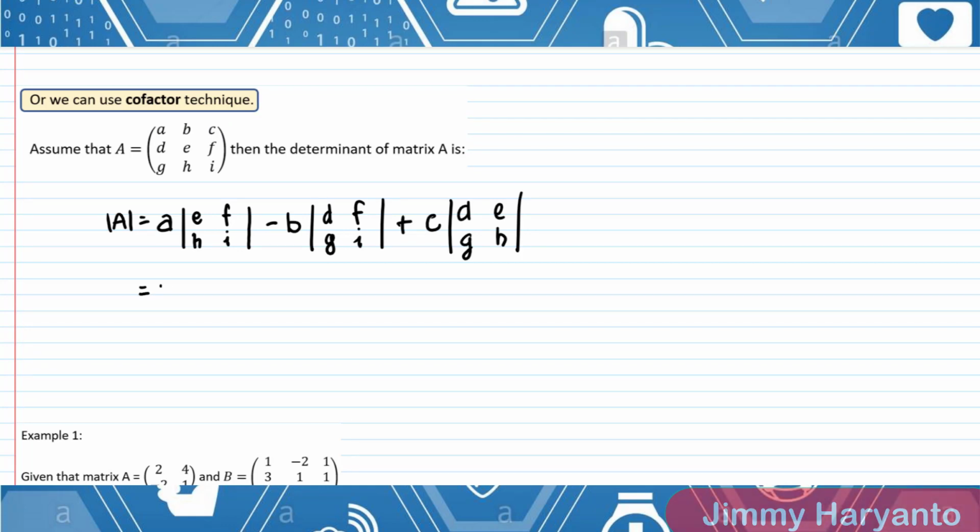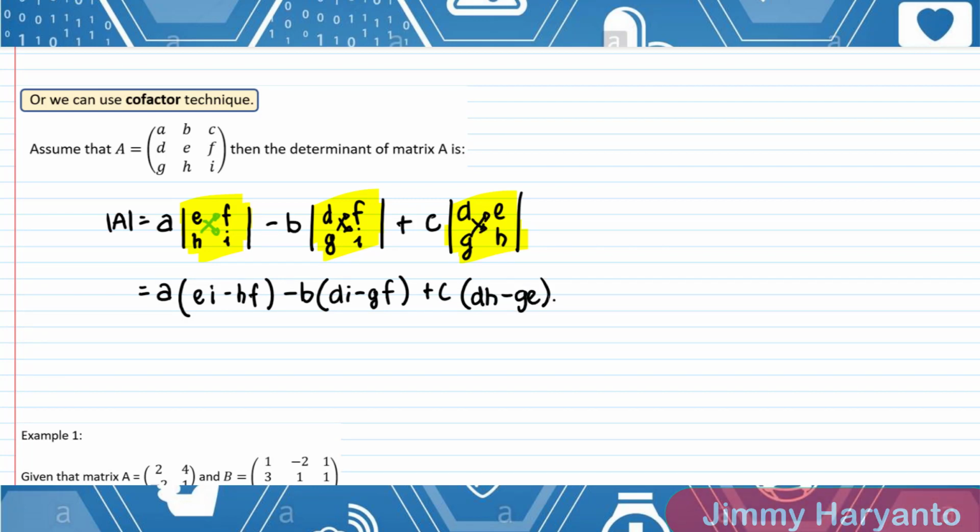Yeah, after you do this, you have to calculate for this determinant, and this determinant using 2 times 2 determinant. So we go back to Sarus. What is the Sarus? This one. So you will have E times I minus H times F, minus B times DI minus GF, and then plus C times DH minus GE. There you go. This is how you find determinant of 3 times 3 matrix using cofactor technique.